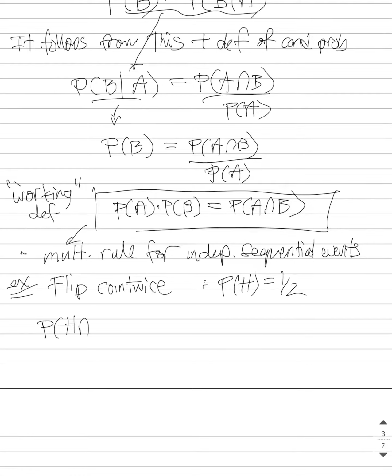So if you were asked to get the probability of heads once and then again, because it's independent, this multiplication rule just simply works out to multiplying the probability at each stage. So it's very, very simple.